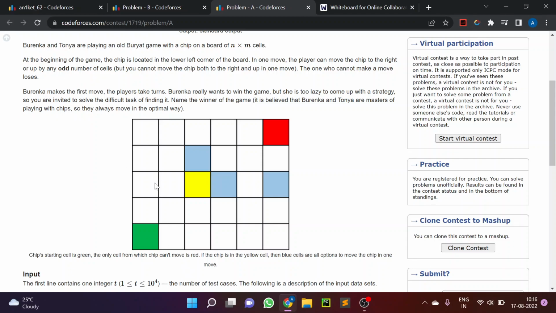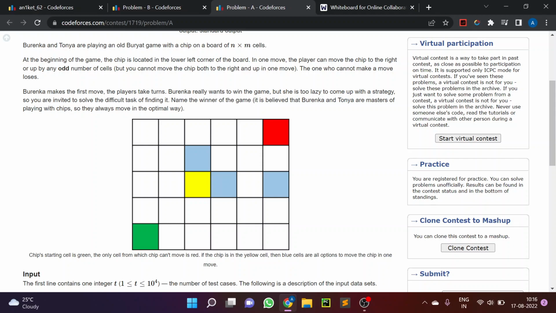odd number of cells. So if the current position of the chip is shown by the yellow block, it can move to the right by 1 or 3, or it can move up by 1, and the game ends when one of the players cannot make a move, which means it reaches the red block. At the red block it cannot make a move because there is no up or right move, so the game ends, and whoever doesn't make a move loses the game.